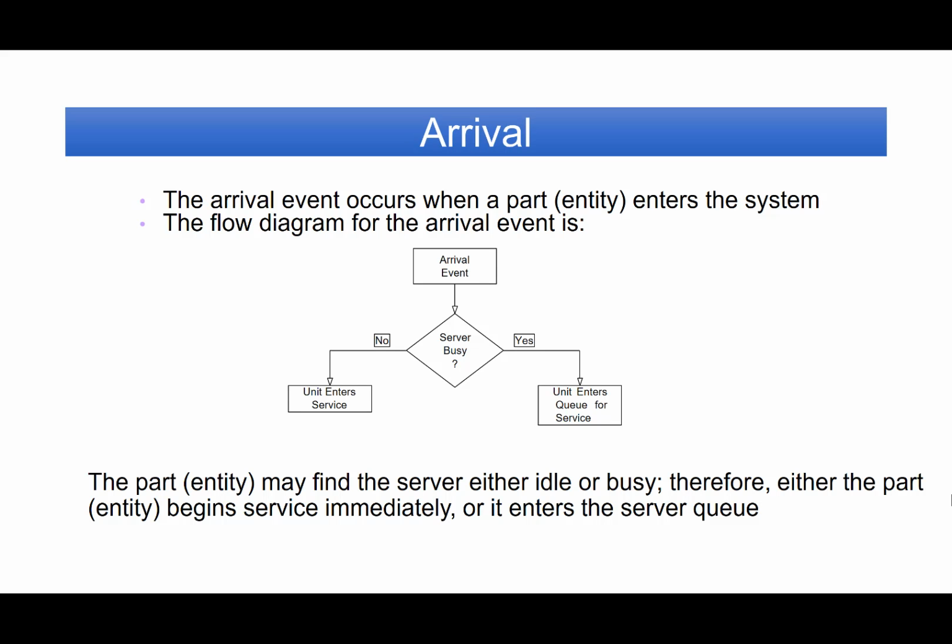The arrival event occurs when a part or entity enters the system. The flow diagram for the arrival event is listed below. As it comes in, a decision is made whether the server is busy. If the server is busy, then the unit enters the queue and waits until the server is no longer busy. If it is not busy, then the unit can enter service immediately. Incorporating this logic will show that as the system progresses and more data comes through, the system will be able to respond and you'll be able to see the true impact of the queuing.